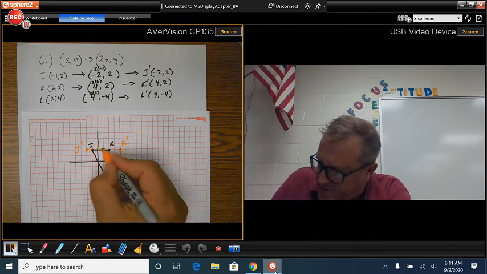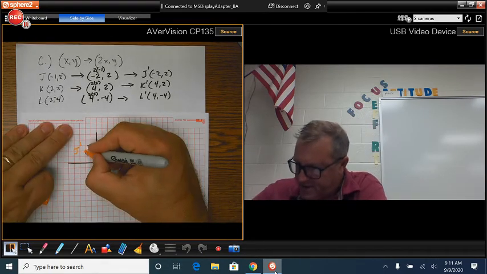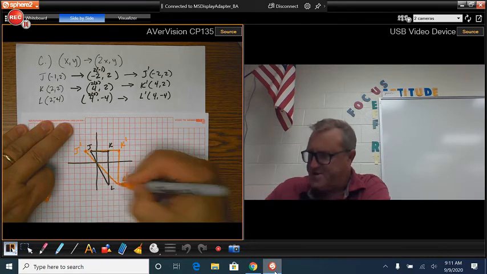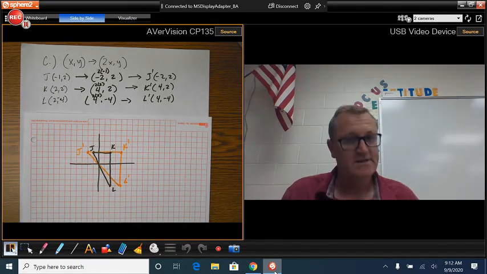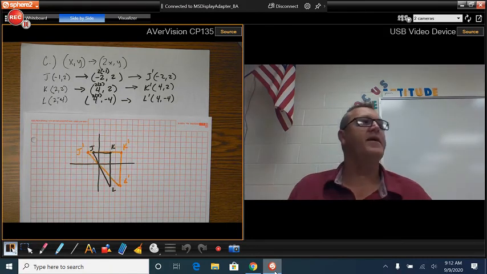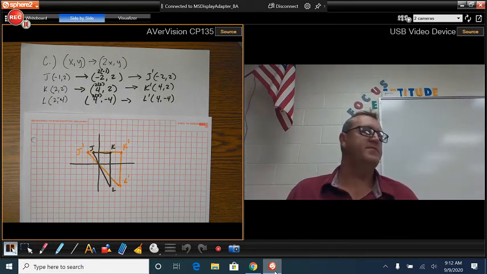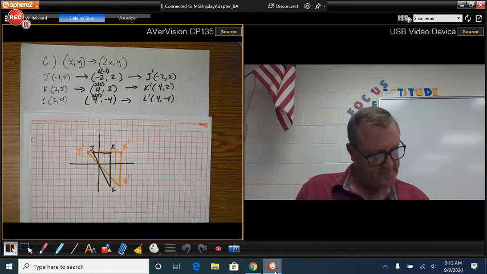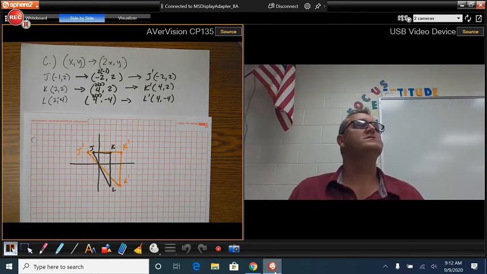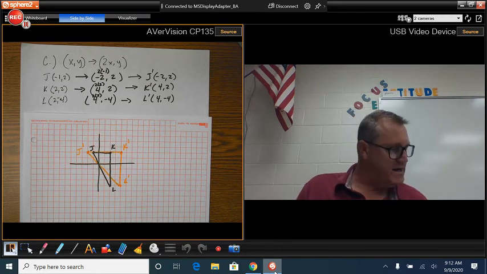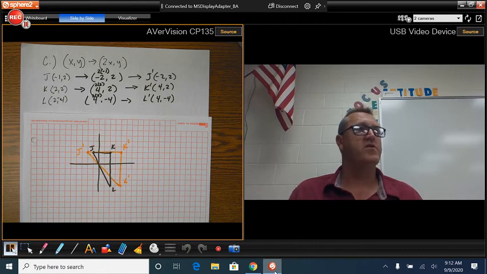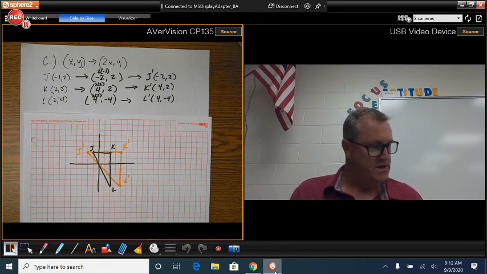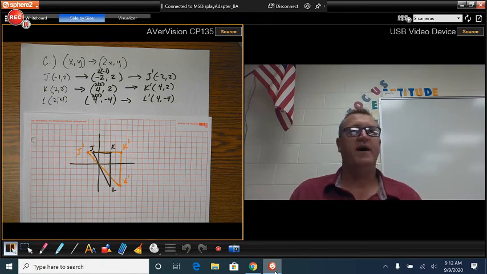All right, how would you describe, Lily, you want to take a shot at this? How would you describe the transformation? It was not bad. Waymaker, how about you? How would you describe it? Okay, so look below in the book. It says the transformation is a blank, horizontal, vertical. You have that choice. Stretch by a factor of.